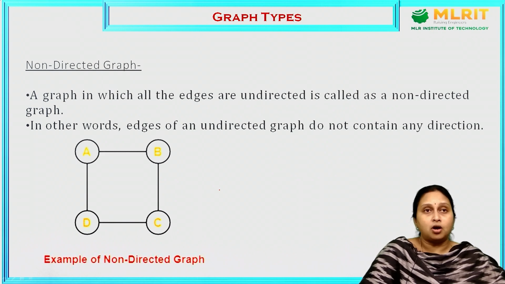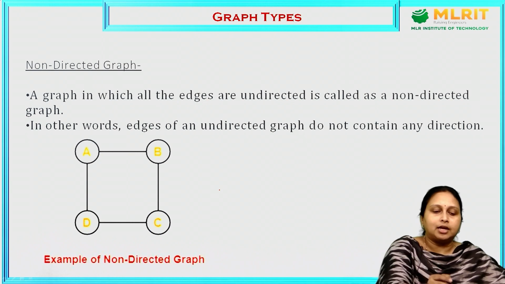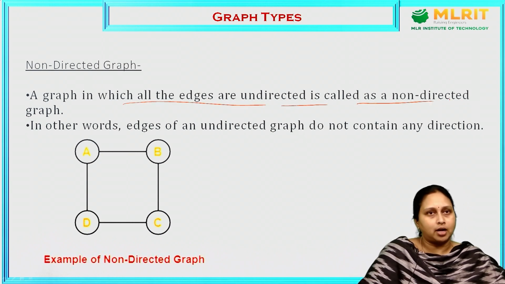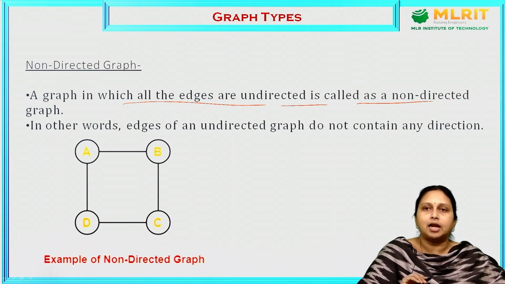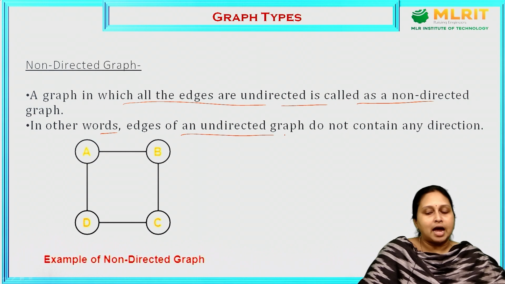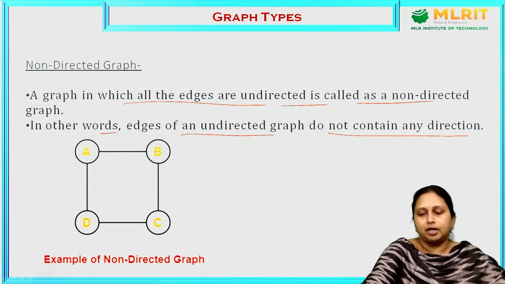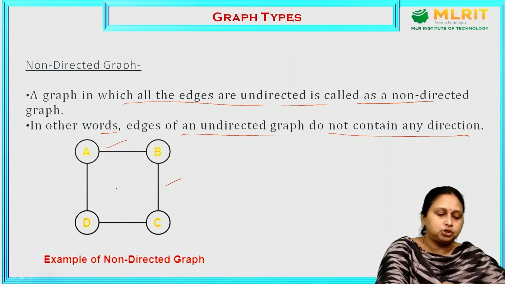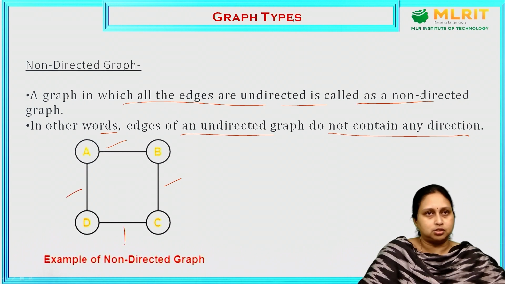And non-directed graph or undirected graph, both are the same. A graph in which all the edges are undirected is called a non-directed graph. You don't have any direction for it. In other words, edges of an undirected graph do not contain any directions. The same thing is repeated, but in other words we can say it like this. And you could see you don't have any direction for these edges. This is nothing but a non-directed graph.